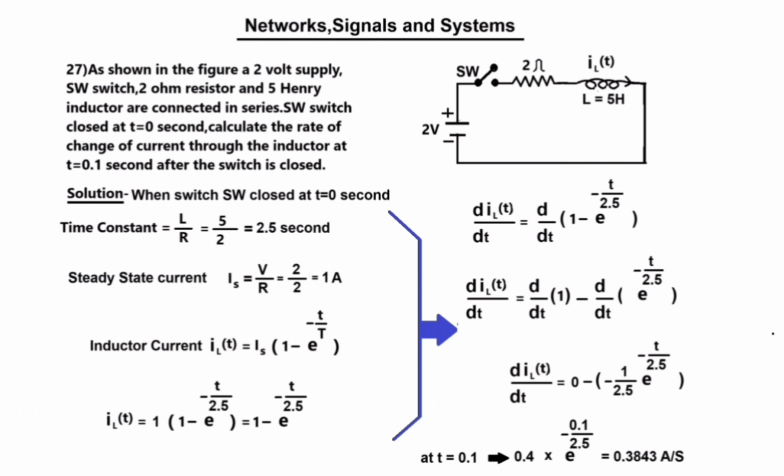The formula for current through the inductor: IL(t) equals Is multiplied by the bracket 1 minus e raised to the power minus t upon time constant. We put the value of Is and time constant, so IL(t) equals 1 minus e raised to the power minus t upon 2.5.